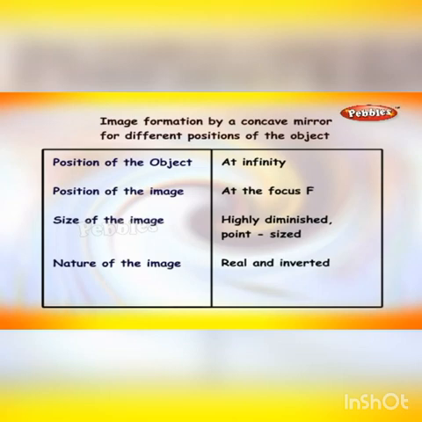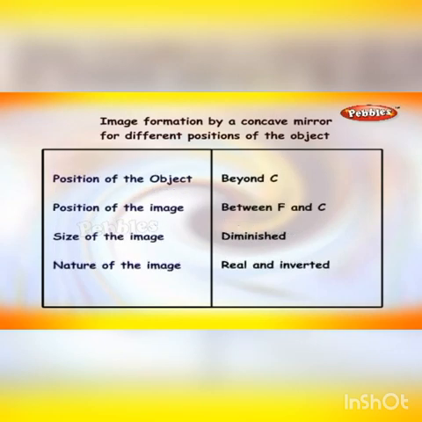Image formation by a concave mirror for different positions of the object. Object is kept at infinity. Image formed at the focus F. Size of the image is highly diminished, point-sized. Nature of the image, real and inverted. Object is kept beyond C. Image formed between F and C. Size of the image diminished. Nature of the image real and inverted.